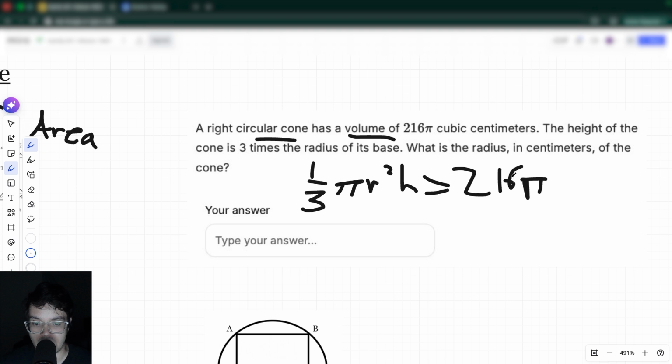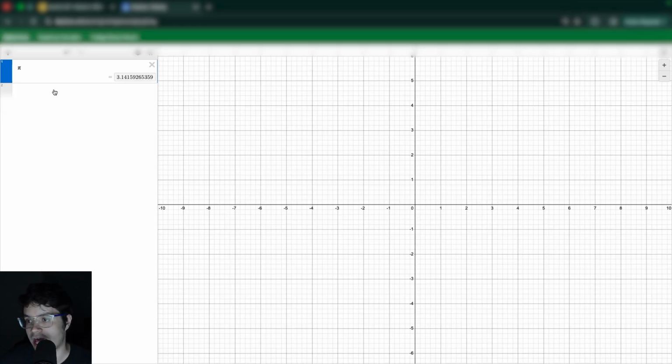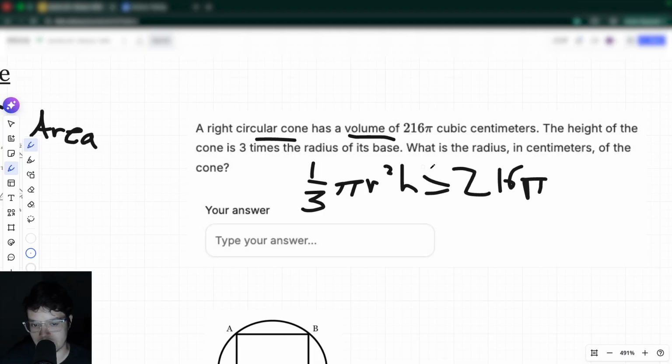In case it wasn't already obvious, pi is just this crazy number that somebody came up with a bunch of years ago. You can write it on Desmos just by writing pi, literally that, and it shows as pi. So that's what I'm saying when I say pi.